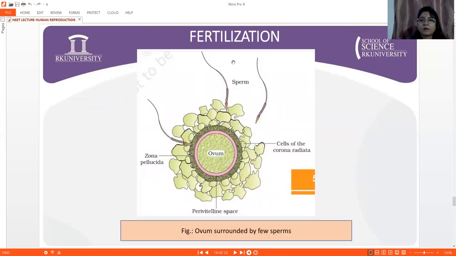Now, you can see here I have given this figure, where these are the various sperm coming in contact with the ovum and interacting with the zona pellucida. This layer is called the perivitelline space, and these are the cells of the corona radiata. So this is how the sperm come in contact with the zona pellucida, and after that it enters inside the ovum.